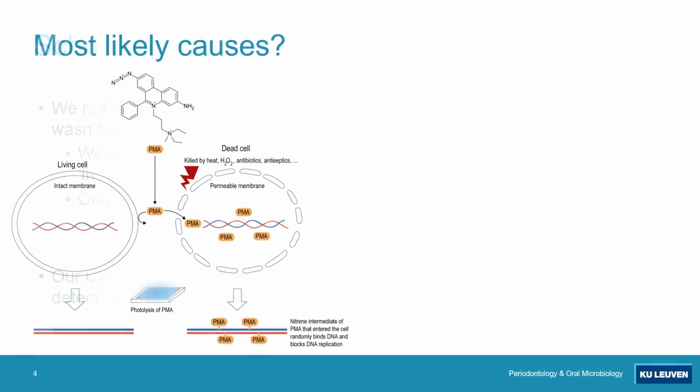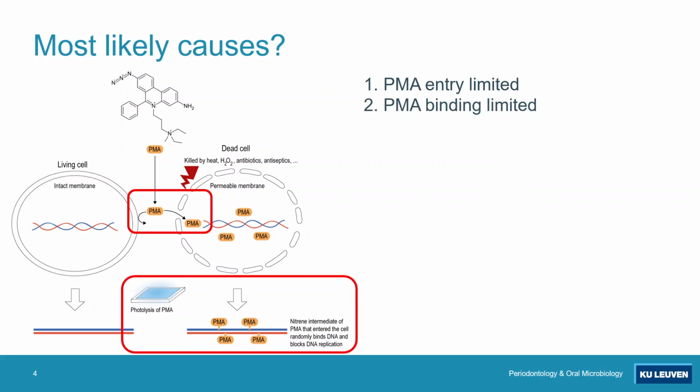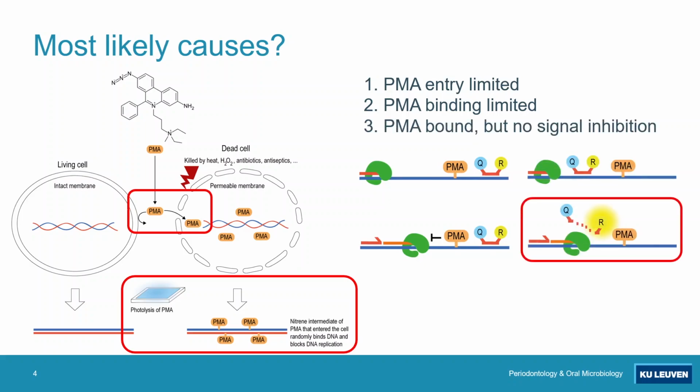So, to theoretically solve this, we looked at 3 possible options. The first being there might be some limitations on PMA entry. The second being that the PMA binding may be limited. And thirdly, even though the PMA should stop the polymerase reaction, possibly the amount of PMA bound was not enough, resulting in no significant reduction of the signal.